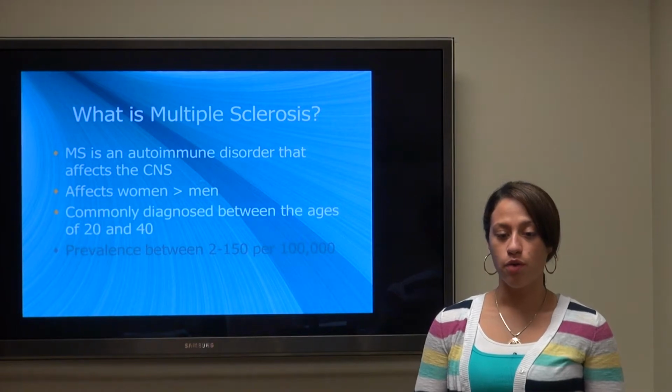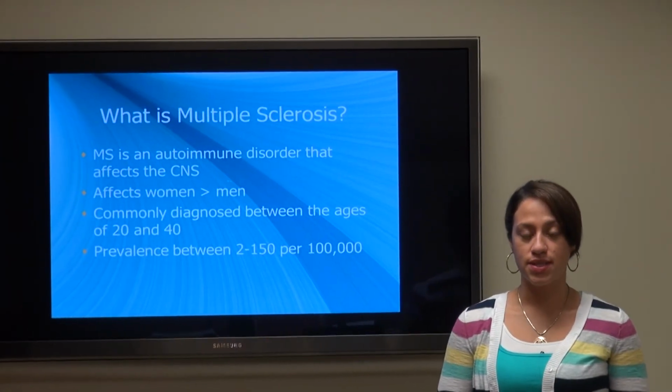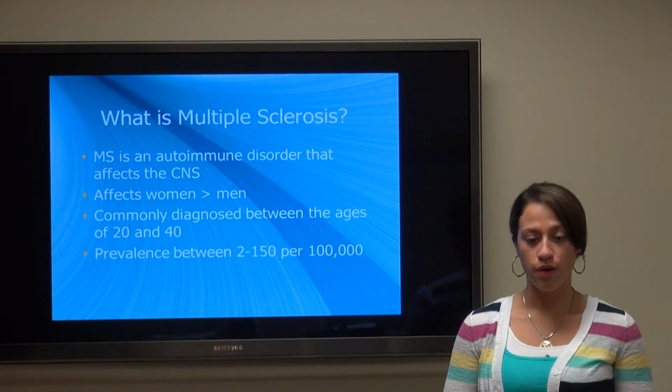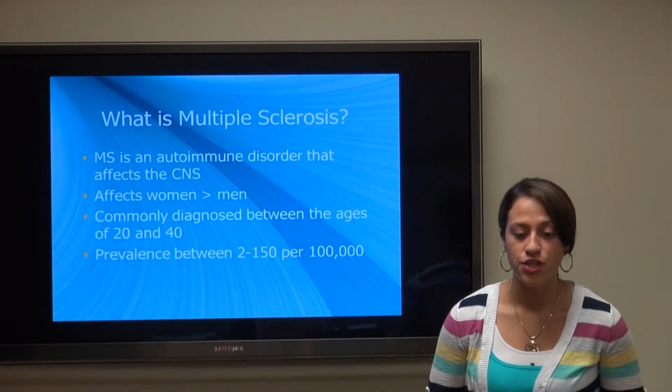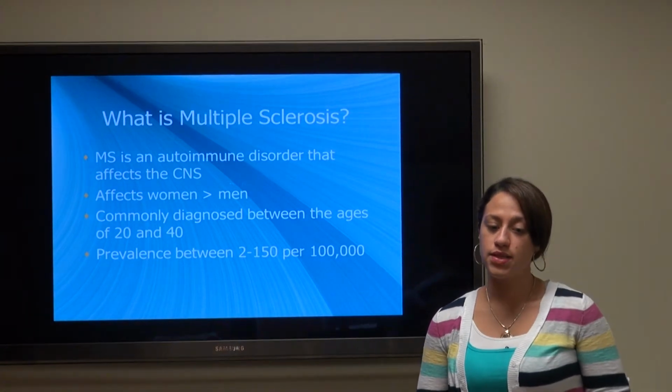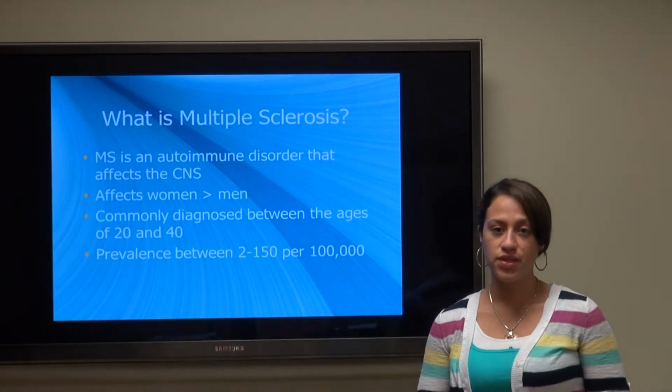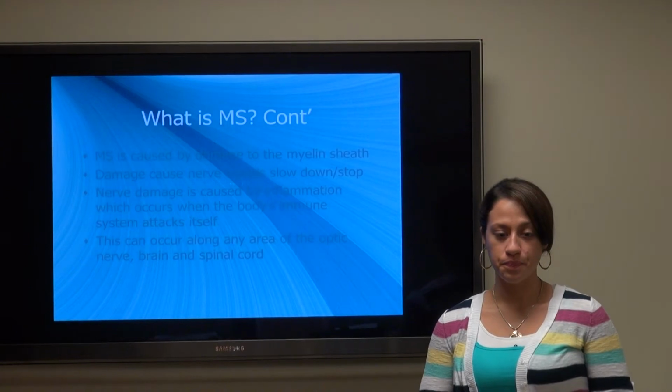It's basically an autoimmune disorder that affects the central nervous system, namely the brain and spinal cord. It affects women greater than men, and it's commonly diagnosed between the ages of 20 and 40, with the prevalence being between 2 and 150 per 100,000.